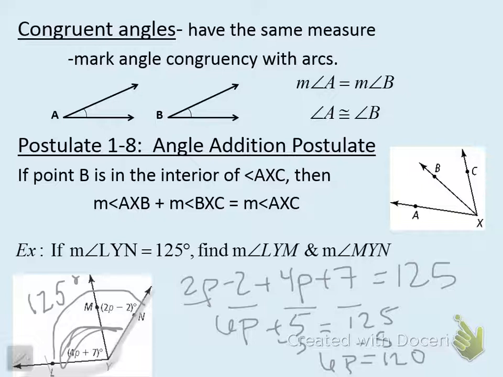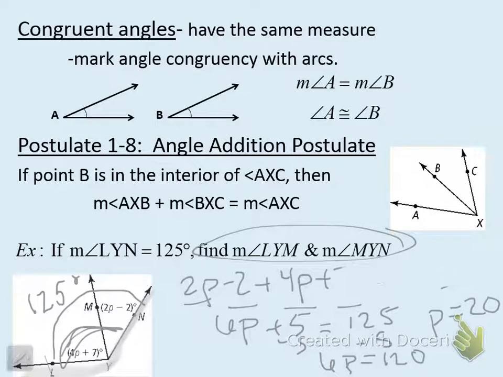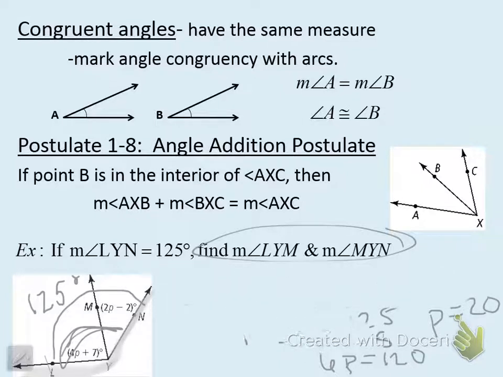Divide both sides by 6. So we should get p equals 20. Okay? But you need to check to see what it's asking for. It's asking for the measure of both of those angles. I don't want to know what p is. It's not asking what is p. It's asking for the measure of both of those smaller angles. So we got to substitute p in for those equations to figure out what those smaller angles equal.